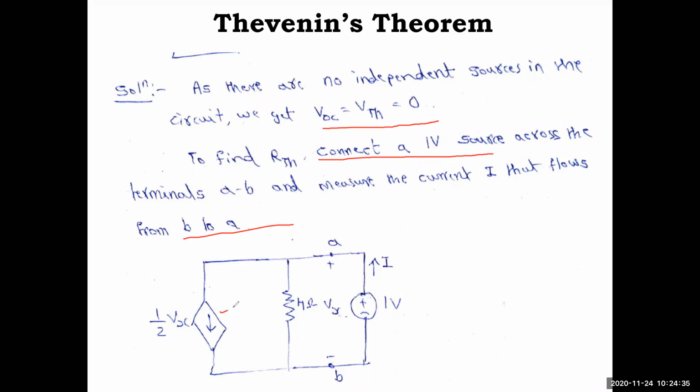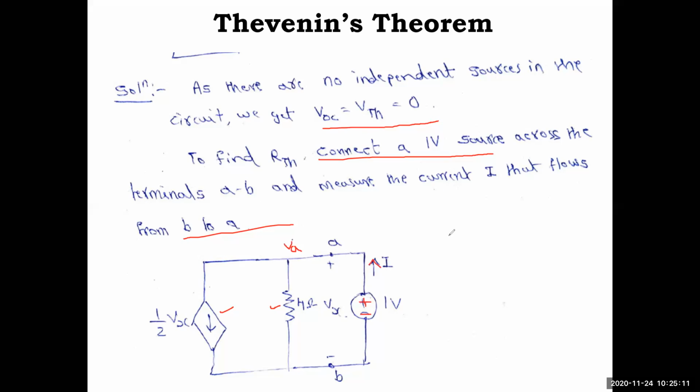So this is the circuit we had, with 1 by 2 Vx and 4 ohm, and the terminals were open. I named it as VAB. It was not named AB originally; any name you can give. AB I have named it, and now I have connected a voltage source with plus minus terminal, and current direction I have shown from B to A. So this current I need to find, and the ratio of 1 volt by this current will give you RTH. So again we'll apply KCL here.